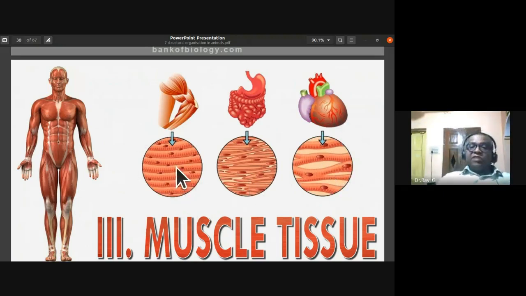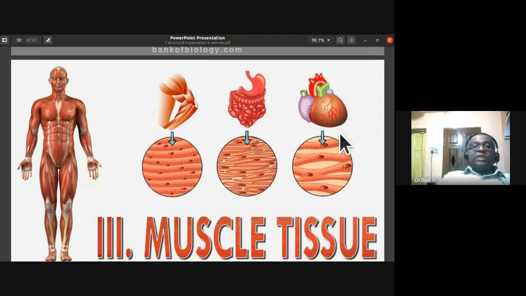So you have the skeletal muscles, which are voluntary in function. They get exhausted. The non-striated or smooth muscles are involuntary in function, not under our control, and they do not undergo fatigue. The cardiac muscles are involuntary in function. They are striated, but involuntary. Cardiac muscles have intercalated discs, so they are branched.